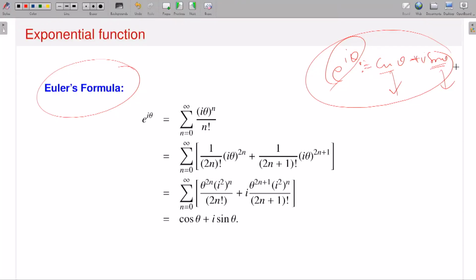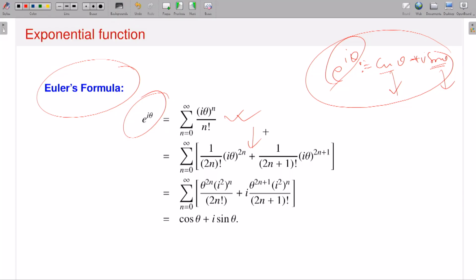Now I have the power series expansion of e to the power z. That means I know the expression of e to the power i theta, and I know the series expansions of sine and cosine. Now the question is, can I say that this exact equality holds? The answer is yes. Look, e to the power i theta is a complex number z, so this is nothing but the sum over n from 0 to infinity of i theta to the power n divided by factorial n. Now you just break it up into two parts.